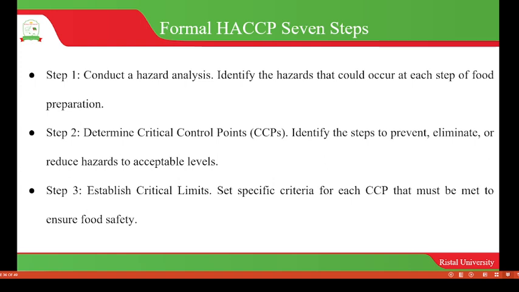After you prepare the process flow diagram, it will help you to identify the likely hazards at every process step. Then, after identifying the hazards at every step, you go ahead and describe the measures for controlling those hazards at each step.